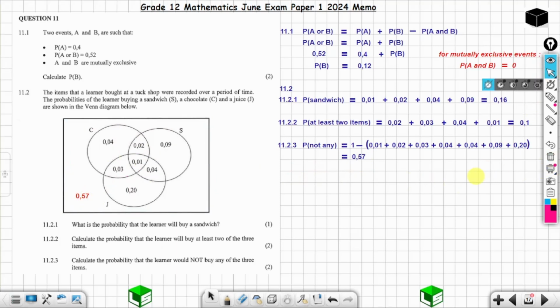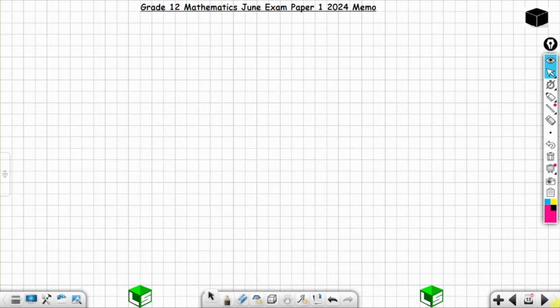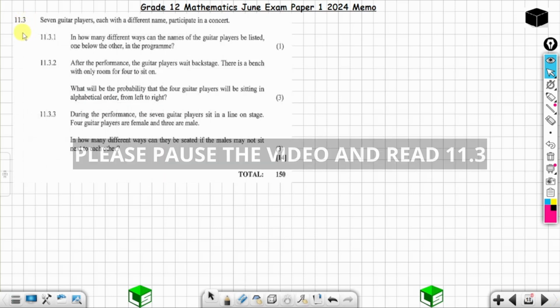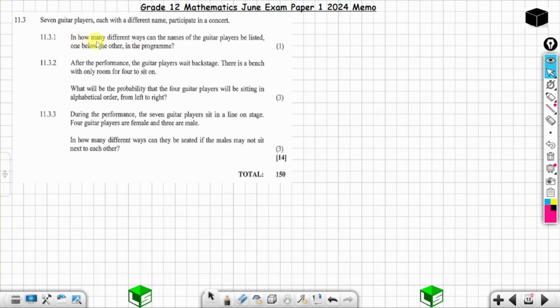Let's move on. Question 11.3. 11.3.1. In how many different ways can the names of the guitar players be listed, one below the other in the program? 1 mark. So we have 7 guitar players with different names.